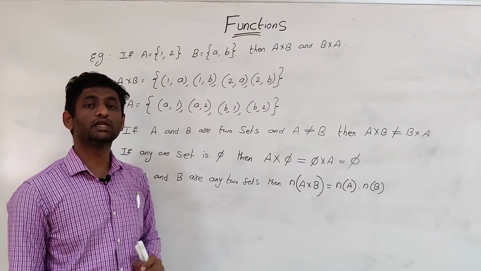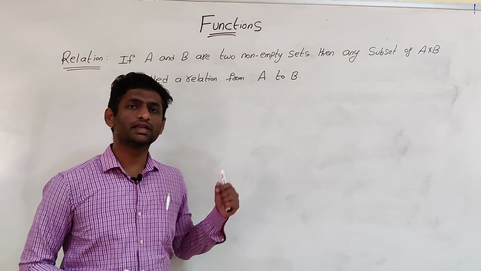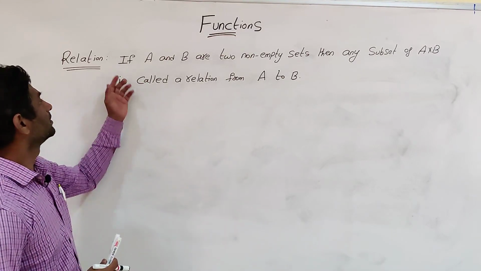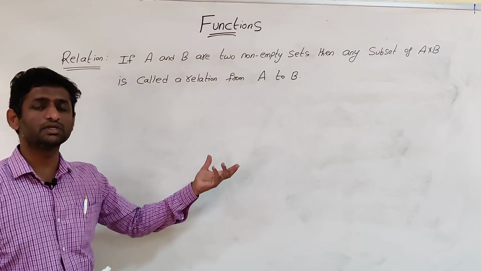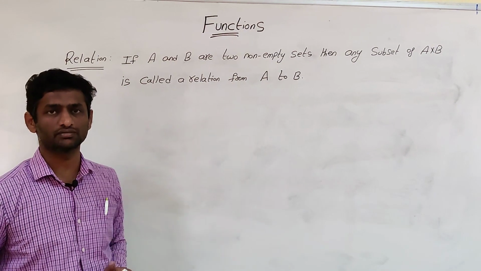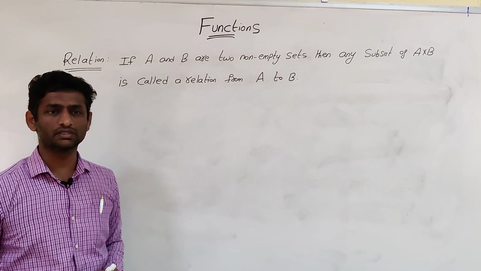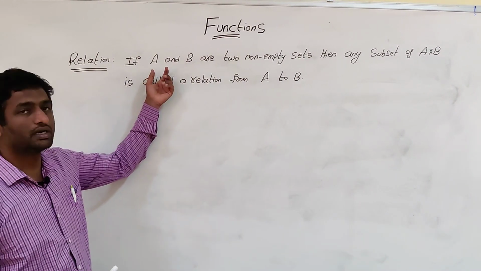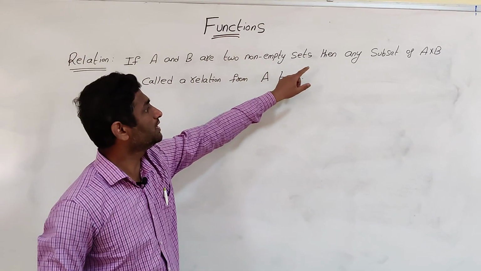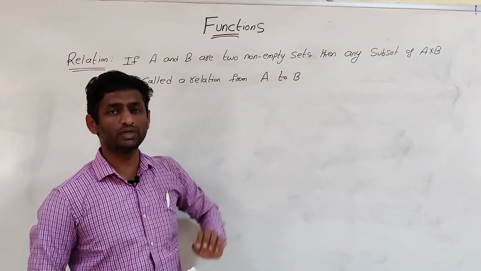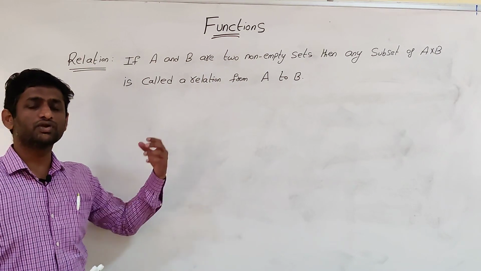Next, we will go for the definition of a relation. So, if A and B are two non-empty sets, what do we mean by non-empty set? Other than the empty set. Because if you take an empty set, the Cartesian product is also an empty set. So, better to take two non-empty sets. Then any subset of A cross B is called a relation from A to B. As we have seen, what is a subset?